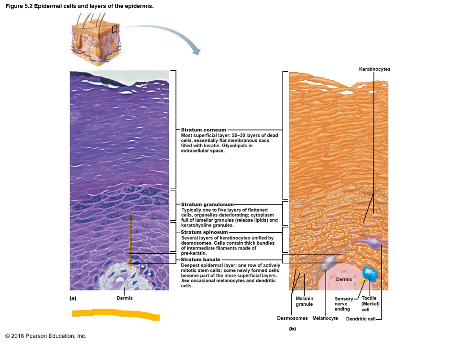And then the stratum granulosum is usually only a couple layers thick. What's happening now is it looks very grainy, as you can see in this layer right here, because the organelles are starting to deteriorate. The cell's starting to die.